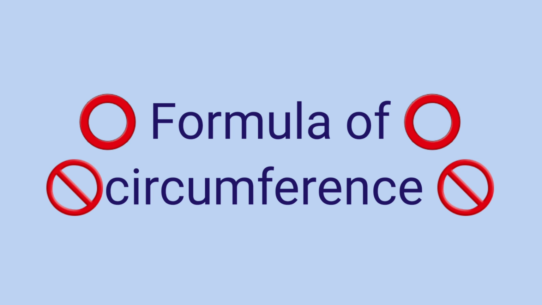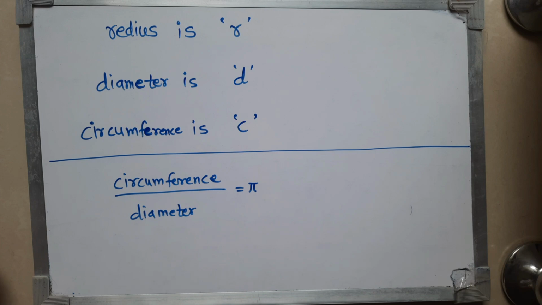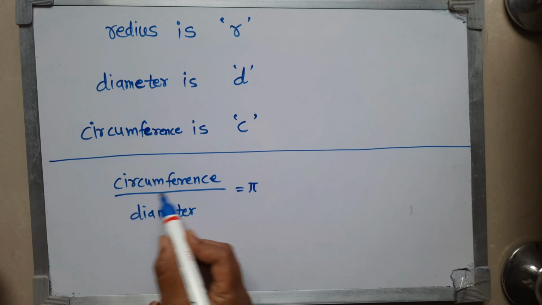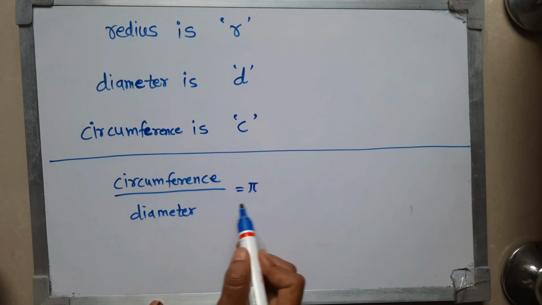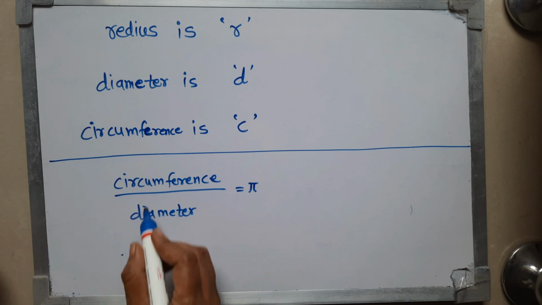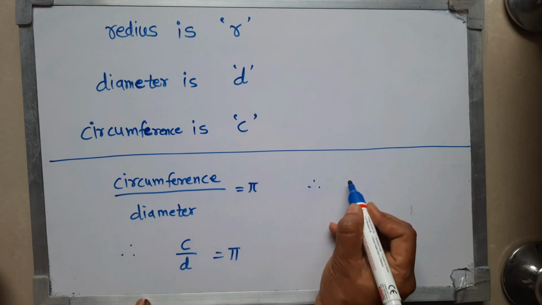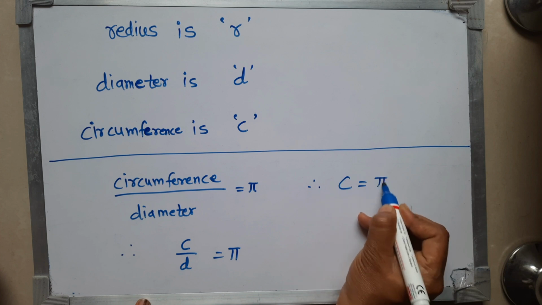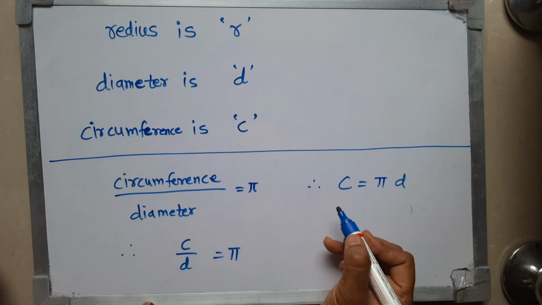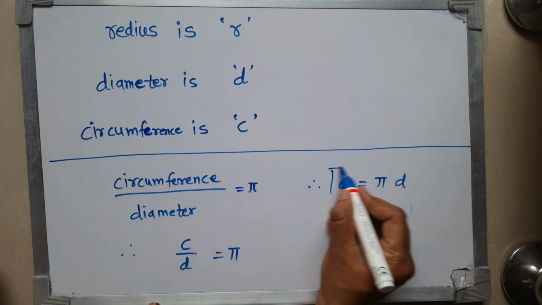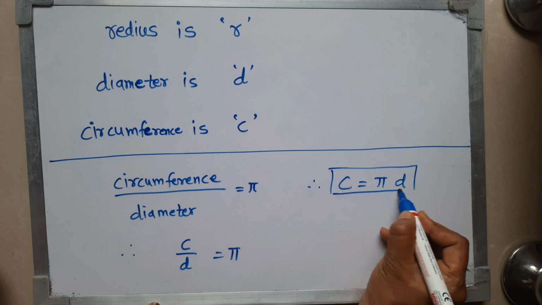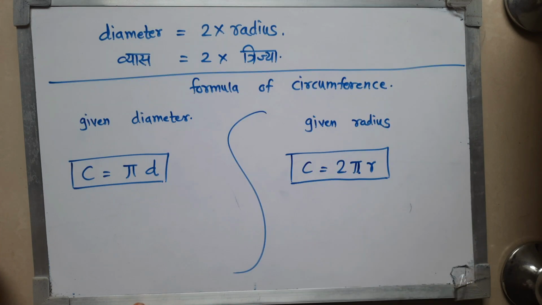Next, we learn the formula of circumference. Radius is r, diameter is d, circumference is C. Circumference upon diameter is equal to pi. C upon d is equal to pi. Therefore, C is equal to pi d. This is the formula. C is equal to pi d.